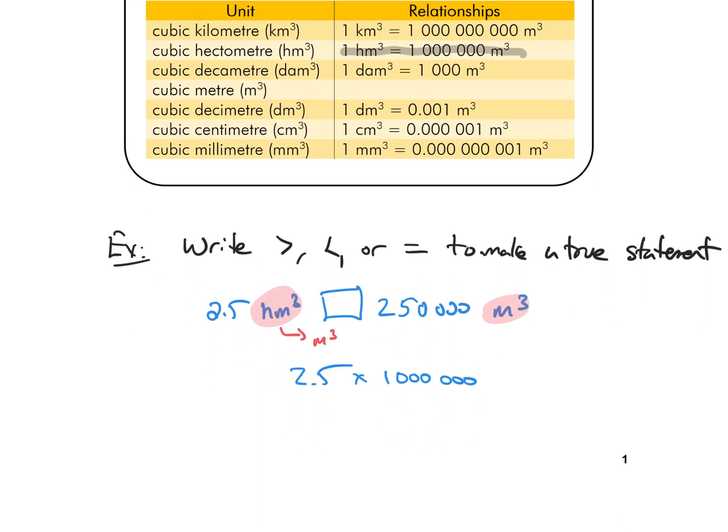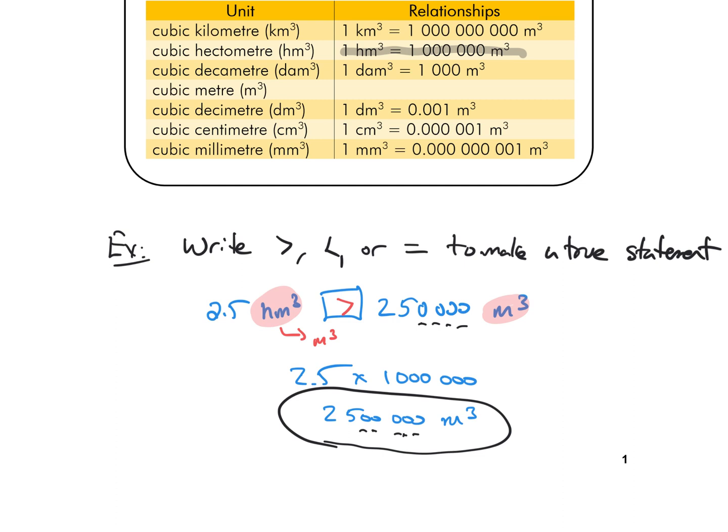And what we're going to get is this number right here, and this number has 5 zeros, whereas this one up here has 4 zeros. So this number here is clearly bigger. So the sign that we would use in the middle is a greater than sign. So 2.5 cubic hectometers is bigger than 250,000 meters cubed.